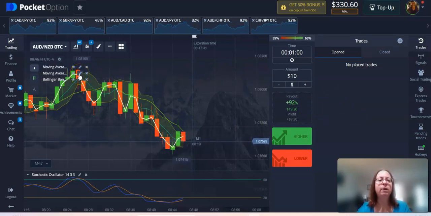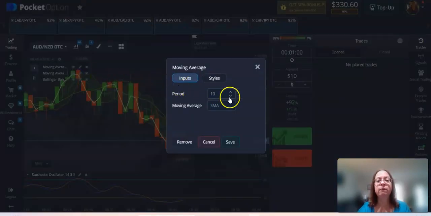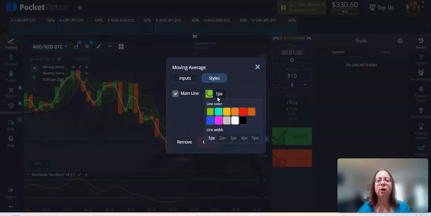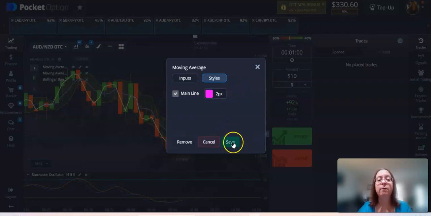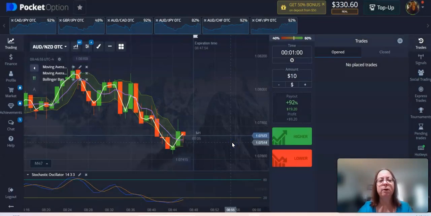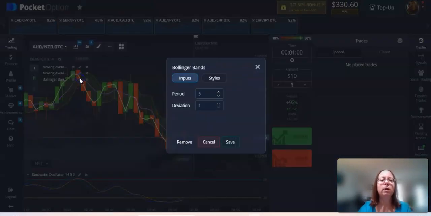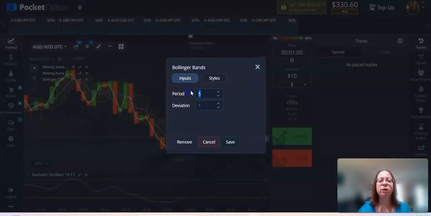Then we're going to change the second moving average to 5. We're going to change the color here, and I call it purple. Other people call it pink. I think it's purple, so I say purple. And save. The next thing is the Bollinger Bands, and you're going to go into the edit. We're going to change the period to 20, and we're going to change the deviation to 2.